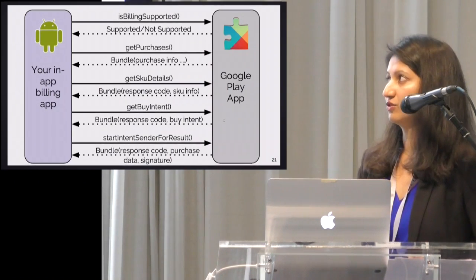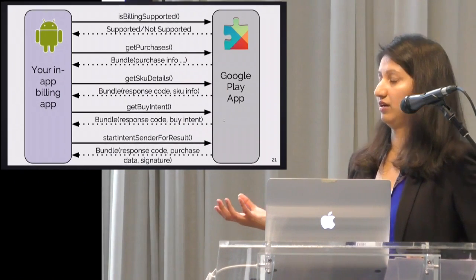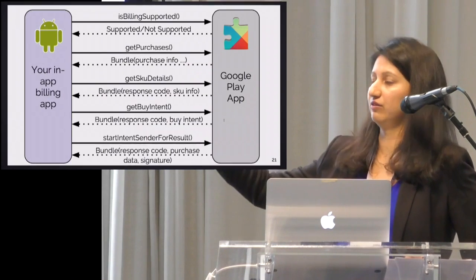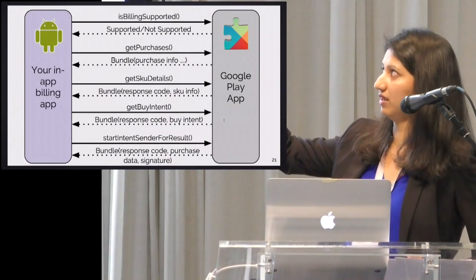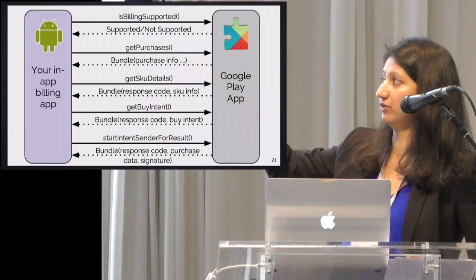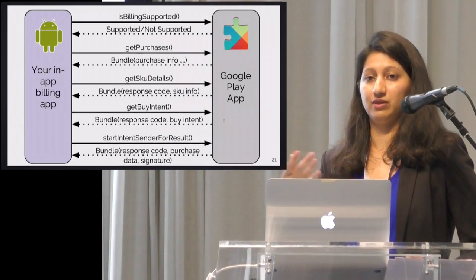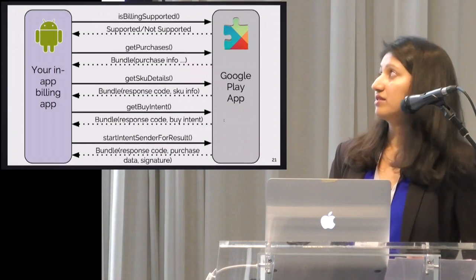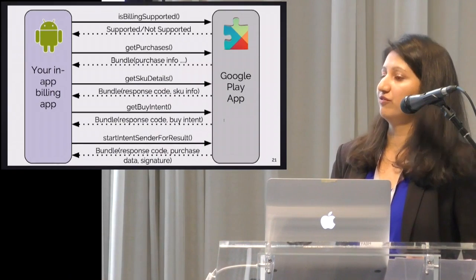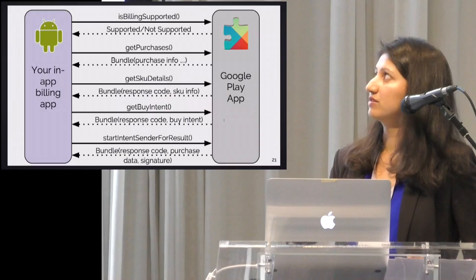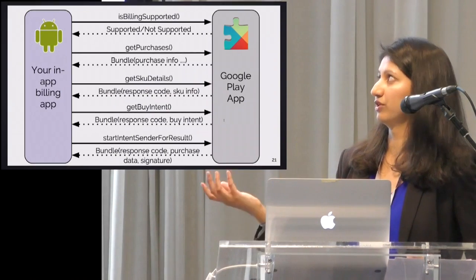So this brings us to what we are going to use. We have the AIDL file, we have the IAB helper Java class. There are a couple of convenience methods that you could use to launch the purchase flow and to complete the purchase transaction. The first one is checking if billing is supported. So it'll return whether it's supported or not.